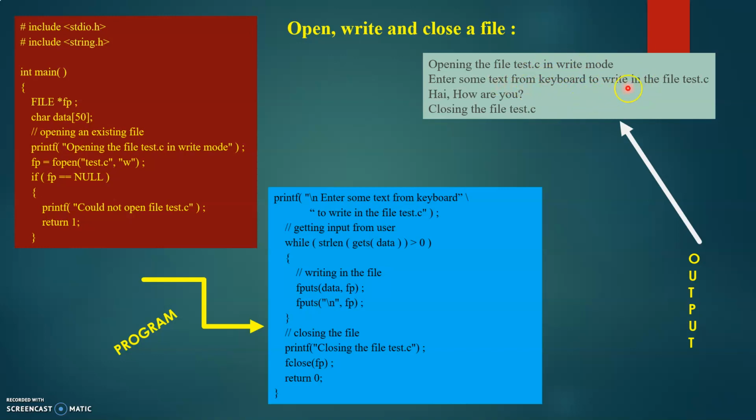Enter the text from the keyboard to write inside the file test.c. Suppose you are writing there, hi, how are you? And then you are closing the file. This is opening the file and writing the file. We are not printing anything. We are just writing inside an empty file, or if a file exists, then we are writing something inside it. This is the proforma for open, write and close.